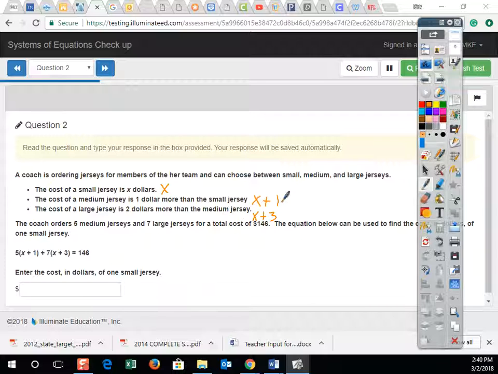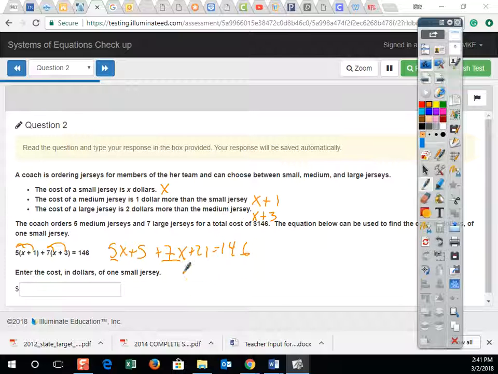The coach orders 5 medium jerseys and 7 large jerseys for a total cost of $146. The equation below can be used to find the cost in dollars of one small jersey. What is the cost in dollars of the one small jersey? So let's distribute this. We get 5x plus 5, distribute the 7, plus 7x plus 21 is equal to 146.